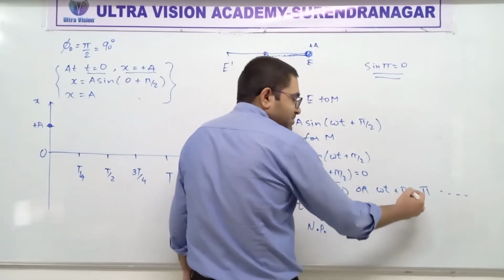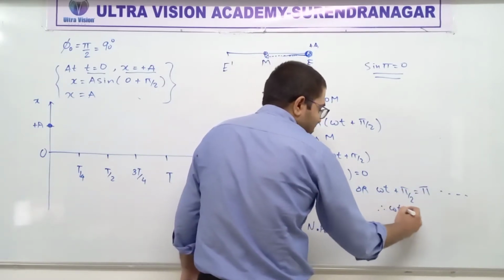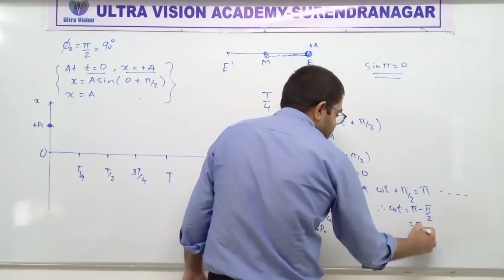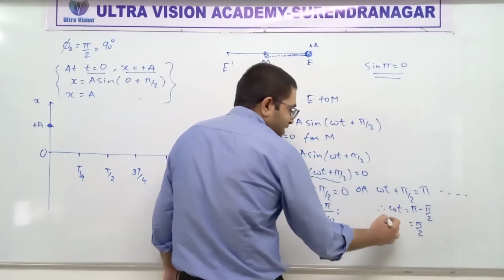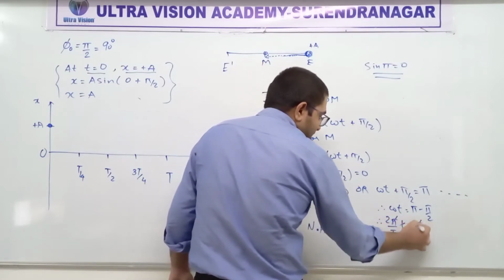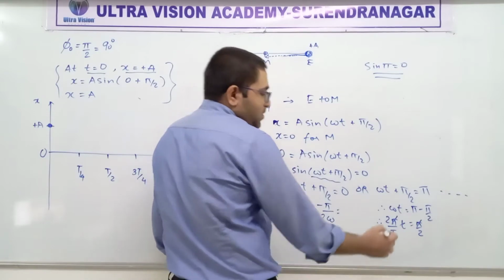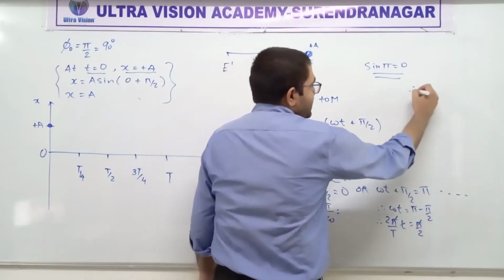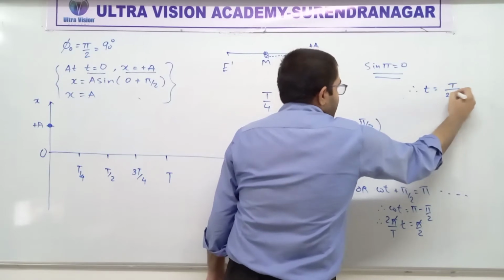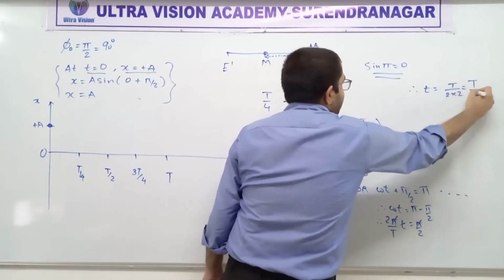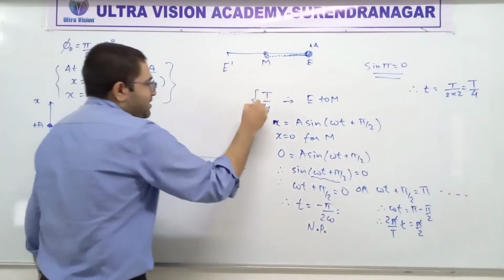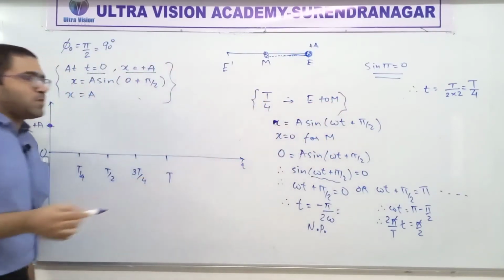Okay, so let's come to this. Here you have omega t plus pi by 2 is pi. So omega t equal to pi minus pi by 2, so that is pi by 2. Now instead of omega, if I write 2 pi by capital T, I get pi and pi cancelled here. So if you simplify this last line, you get t equal to capital T upon 2 into 2, that is nothing but T by 4. Did you understand why I am saying that it will take T by 4 time to go from E to F? Yes or no?